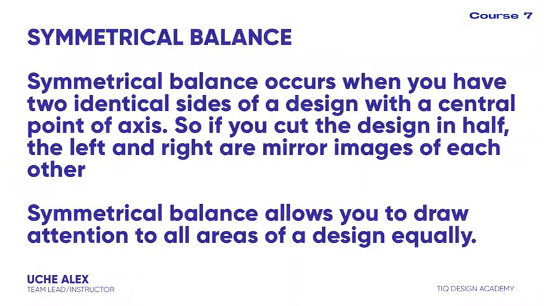So what is symmetrical balance? Symmetrical balance occurs when you have 2 identical sides of a design with a central point of axis. So if you cut the design in half, the left and the right are mirror images of each other. Symmetrical balance allows you to draw attention to all areas of a design equally. For you to really understand what this definition is saying, let's look at a few examples.